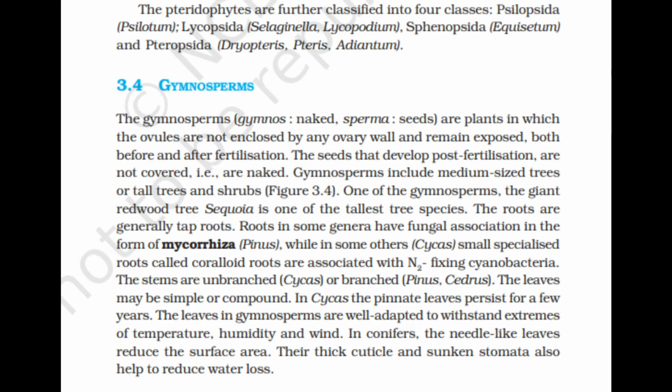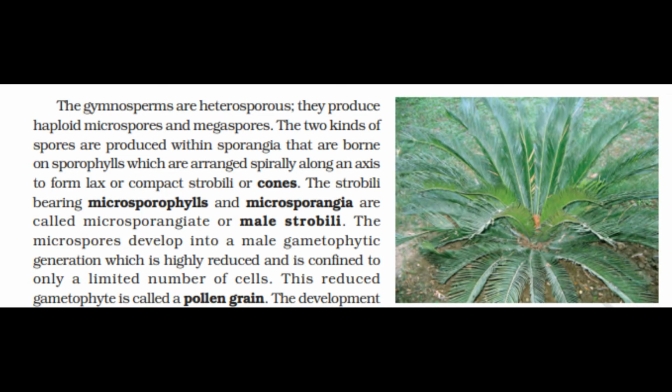Leaves in gymnosperms are well adapted to withstand extremes of temperature, humidity, and wind. In conifers, the needle-like leaves reduce the surface area. Their thick cuticle and sunken stomata also help to reduce water loss. The gymnosperms are heterosporous. They produce haploid microspores and megaspores. The two kinds of spores are produced within sporangia that are borne on sporophylls, which are arranged spirally along an axis to form lax or compact strobili or cones.